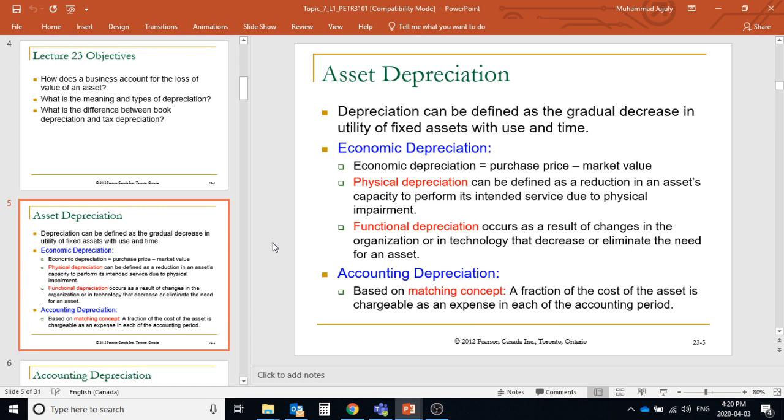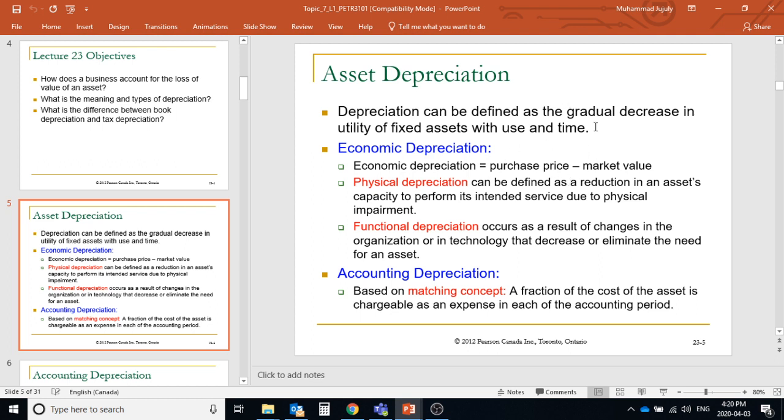Now we have measured two different types: economic depreciation and accounting depreciation. Economic depreciation is straightforward: the purchasing price minus the market value. For instance, you bought an iPhone and the market value was $1,500, but right after you purchase the iPhone, if you want to sell it, it's not $1,500 anymore. So the price has been depreciated.